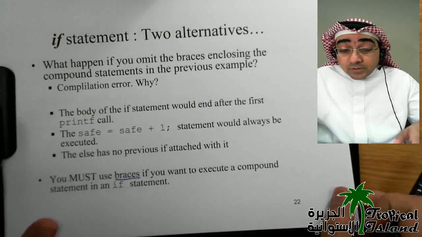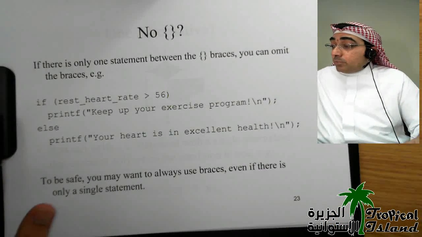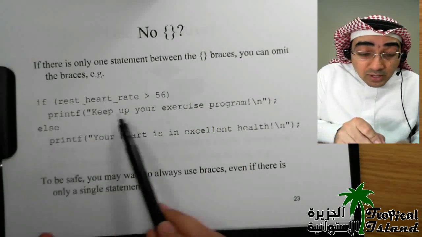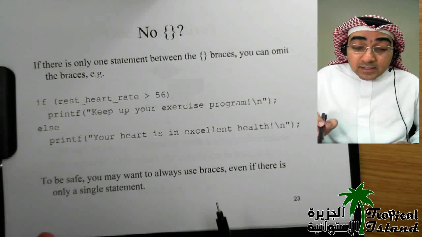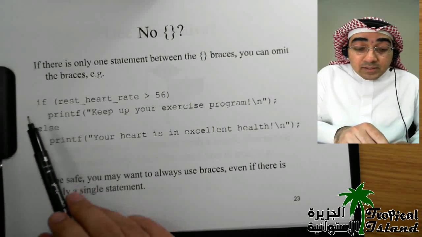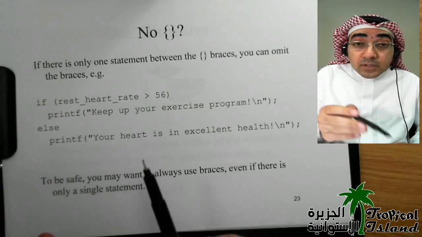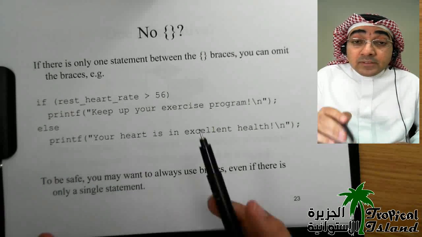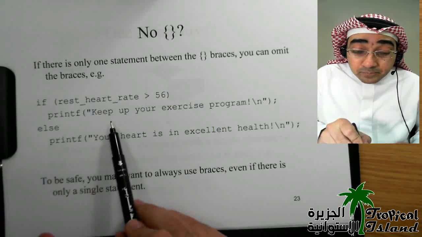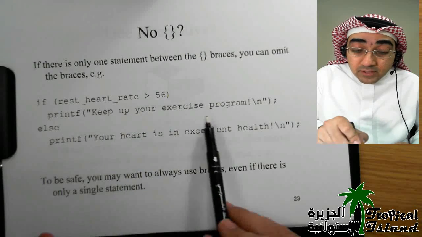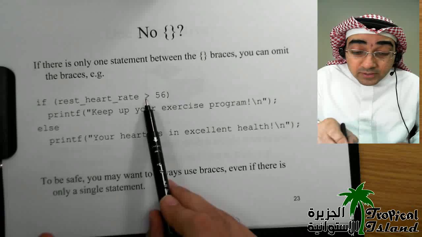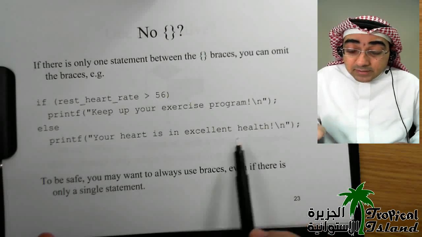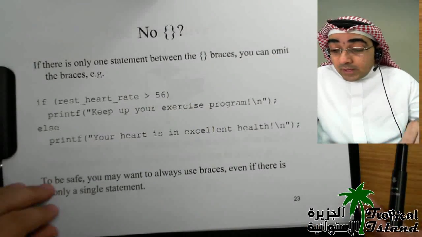Okay, so if you have more than 1 line in an if or in an else, you'll have to put a curly bracket. Now, you do not need the curly brackets if you have only a single line inside the if and an else. Okay, so for example, in the example that we were showing you before, if you're measuring the heart rate and you're working in the health industry, you say if the rest heart rate is greater than 65, that means your heartbeat is normal. You print up, if your heartbeat is greater than 65, keep up your exercise program. If your heart rate is not greater than 65 and you're resting, that means that your heart is good. You say your heart is in excellent health. Okay, so these are the 2 examples that we have for you over here.